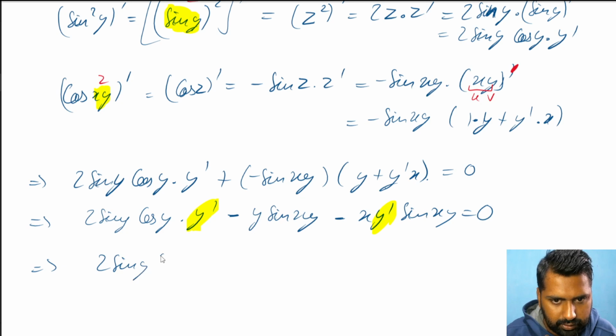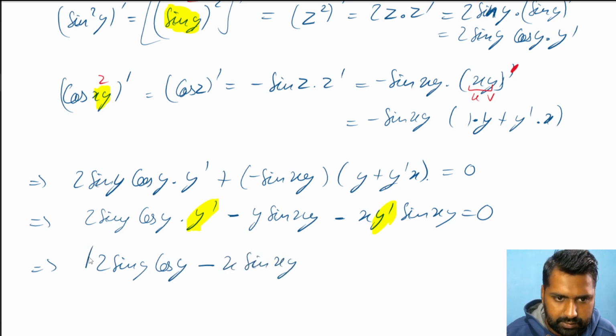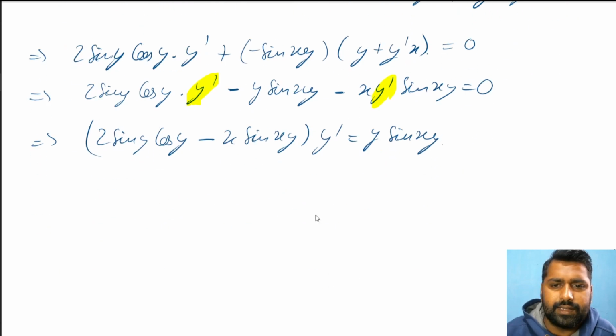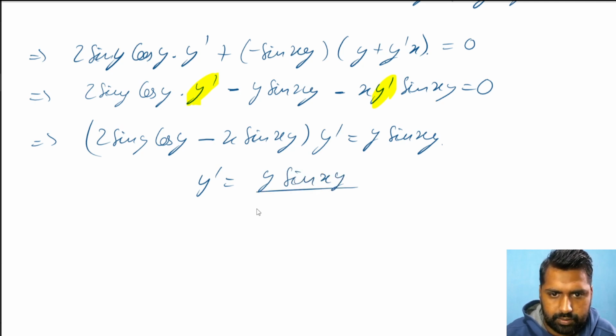2 sine y cos y minus, if we take y dash common here, minus x sine xy completely multiplied by y dash is equal to, if we take this to the other side, y sine xy. I think the last step is very simple now. So y dash is equal to y sine xy upon 2 sine y cos y minus x sine xy.